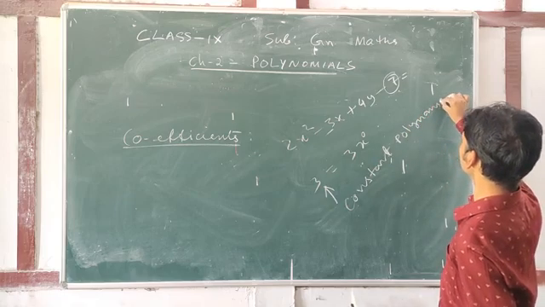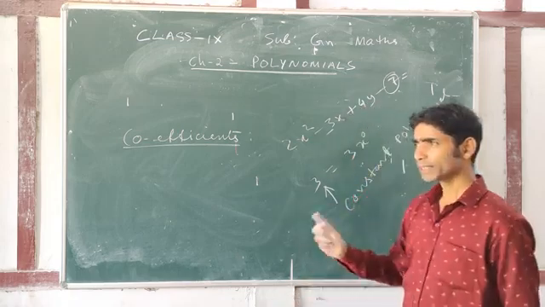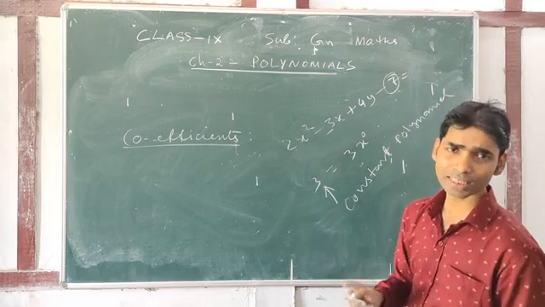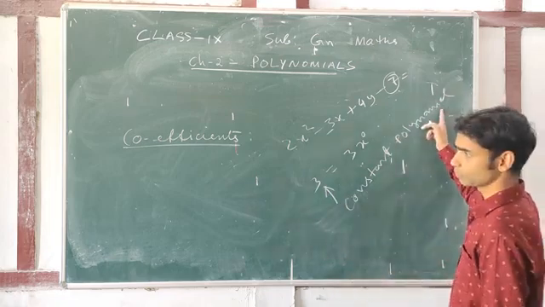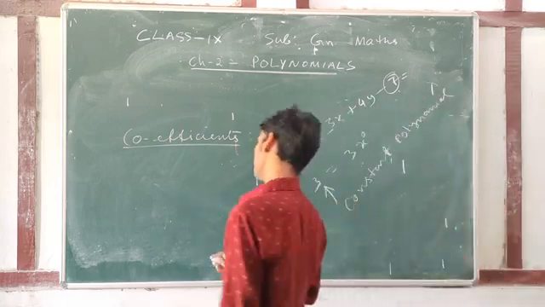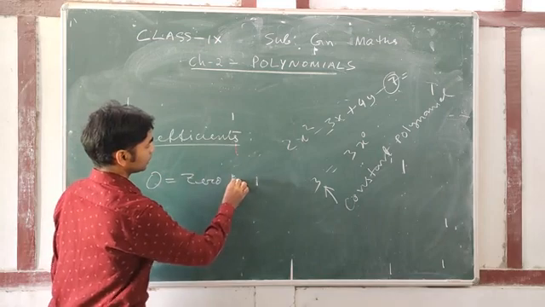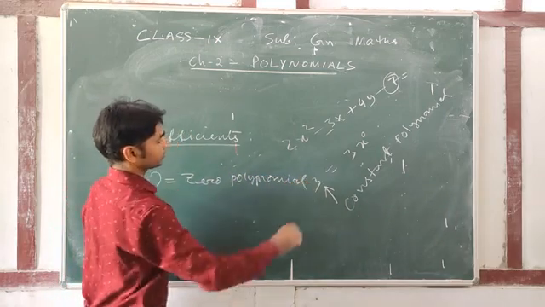All the numbers excluding 0, 0 is not included: 1, 2, 3, 4, 5, 6 like this, and even negative numbers minus 1, minus 2, minus 3, fractions, decimals, all numbers are called constant polynomials. And the number 0 is called the zero polynomial. The name of 0 is zero polynomial.